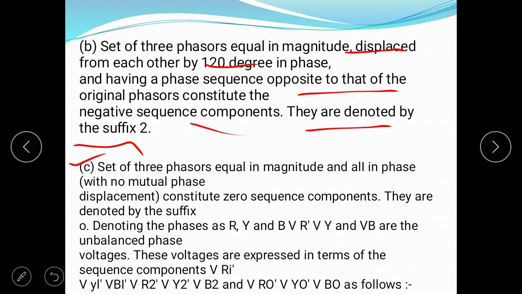The third set of three phasors, equal in magnitude and all in phase, meaning with no mutual phase displacement, constitutes the zero sequence component, and these are denoted by suffix 0. It means the third set of sequence components consists of equal magnitudes with a phase displacement of 0 degrees. So this set is known as the zero sequence component and it is denoted by suffix 0.